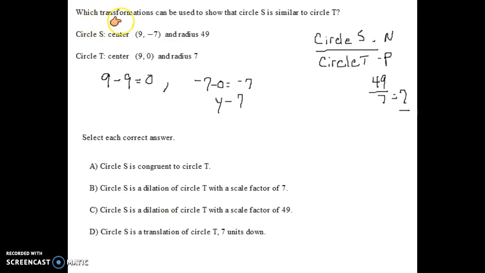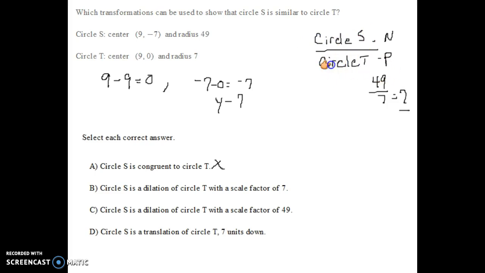Number 3, which transformations can be used to show circle S is similar to T? Remember, let's take a look at translations of the centers and then dilations of our radii. Here, let's look down at our answer choices so we know which has been moved. Circle S is congruent? Well, we know they're not congruent because they have different radii. But then these all say circle S is a dilation of circle T, so circle S is going to be our new image.